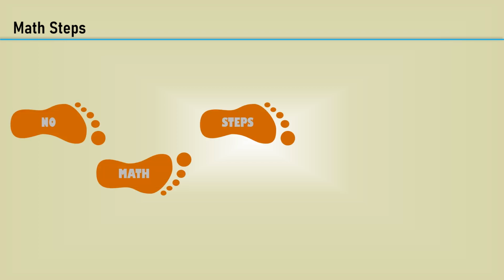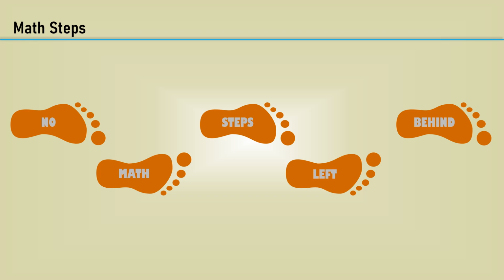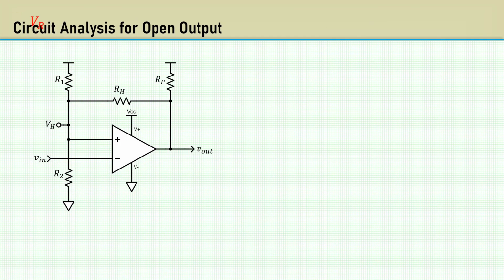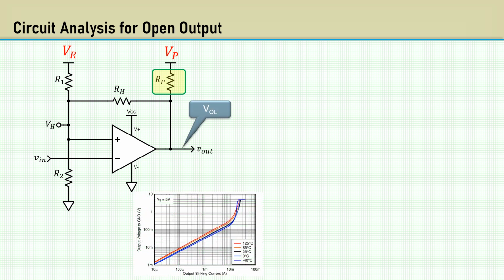As you may know from watching my other videos, I made a pledge: no math steps left behind. The reference divider will now have its own source called V sub R. The pull-up will have its own supply called V sub P. The pull-up resistor will now be included in the analysis in series with the hysteresis resistor. This allows you to conserve power and let the pull-up be larger than you would otherwise. The low-level output voltage will be included in the analysis. It can be found in the datasheet.